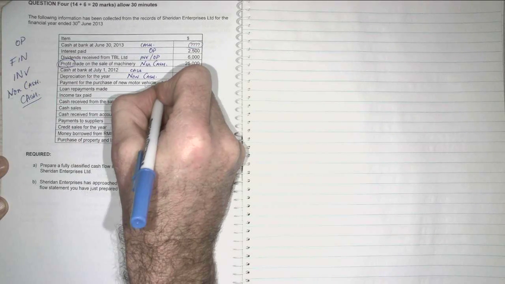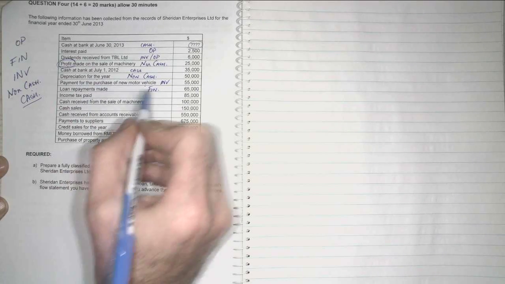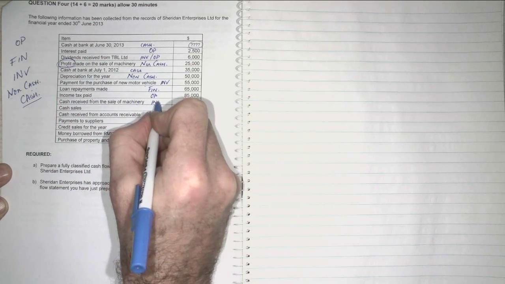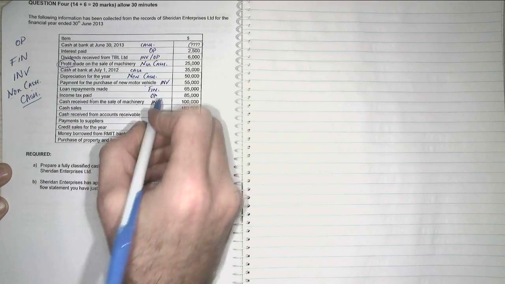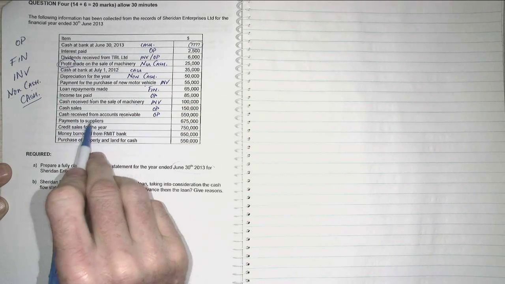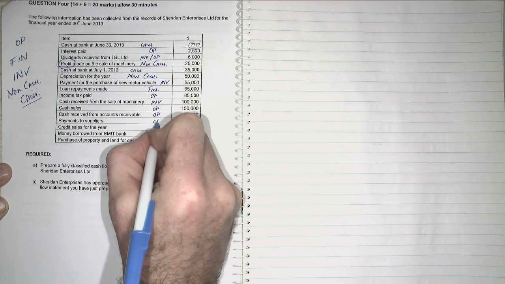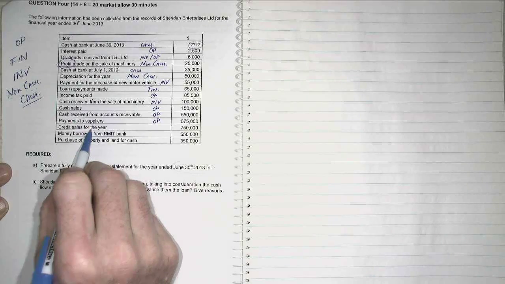Payment for the purchase of new motor vehicles? Investing, yeah, it's non-current assets. Loan repayments made? Yeah, financing. Income tax paid? Operating, yep. Cash received from the sale of machinery? Investing, yeah, it's an investing inflow. Cash sales? Operating. Cash received from accounts receivable? Yeah, operating. Payments to suppliers? Operating again. Credit sales for the year? Non-cash.